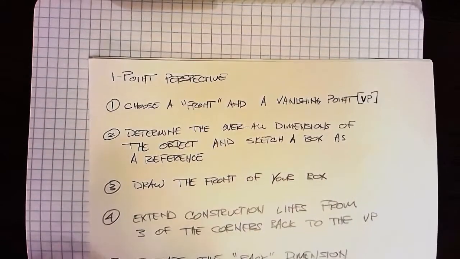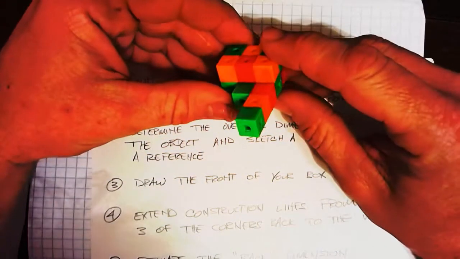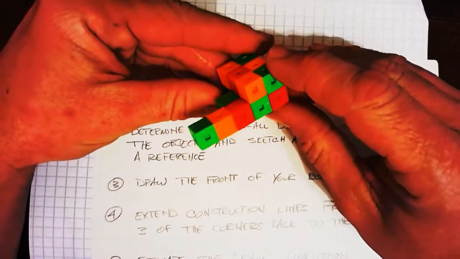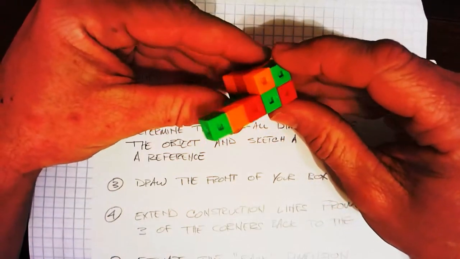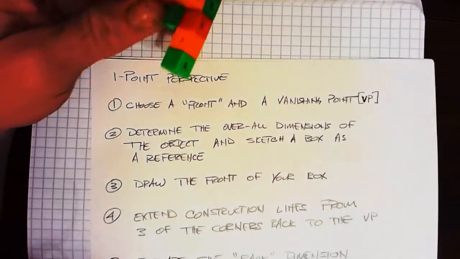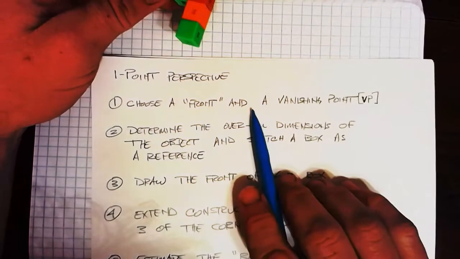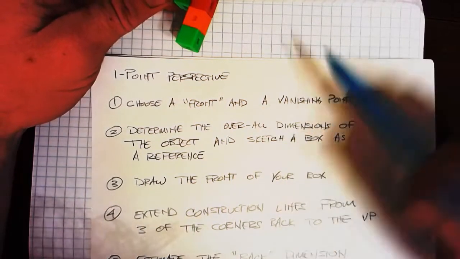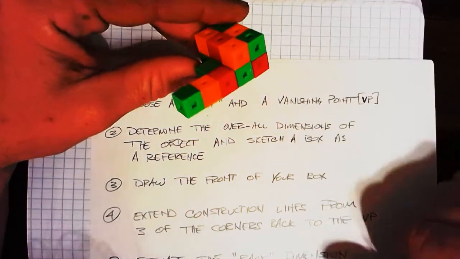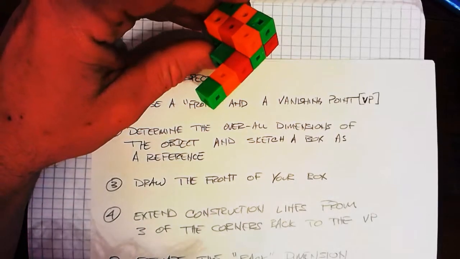So let's run through. We're going to do this shape. It looks a little different than possibly the handout you got because I've mixed up the colors so that it's a little easier to see where the blocks are. Step one is to choose a front for the shape and to pick a vanishing point. Now, choosing the front, if I've given you a picture of this object, I've probably already indicated, by the way I arranged the picture, what I think the front should be.